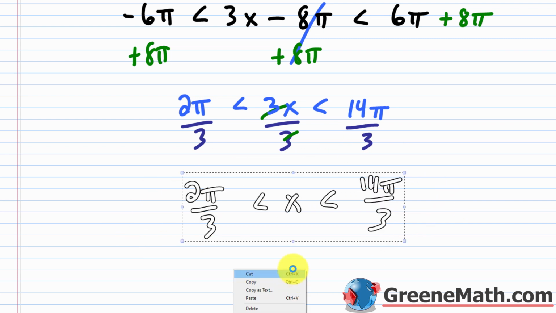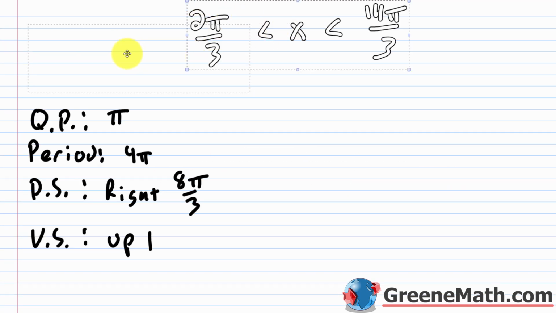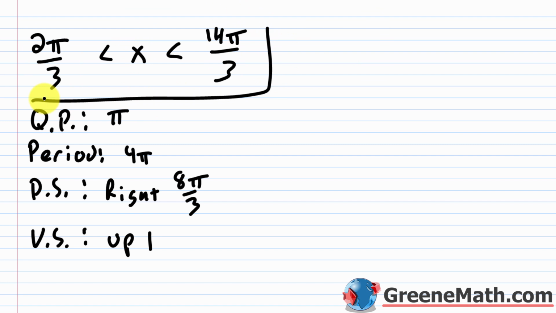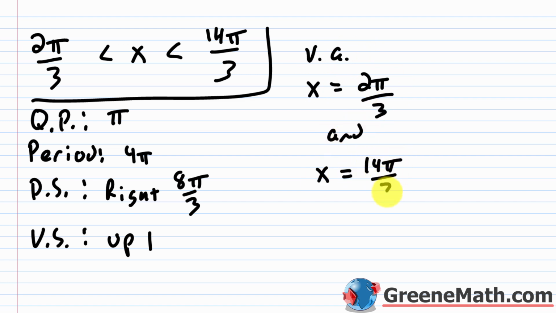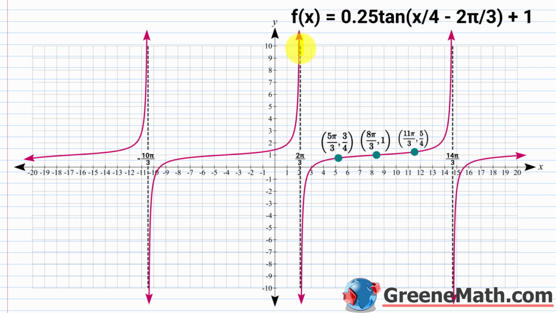Let me grab this and come down here and paste this in. So in terms of your vertical asymptotes, you have one at x equals 2 pi over 3, and then you have x equals 14 pi over 3. So coming down to the graph, here is your x equals 2 pi over 3, and then here is your x equals 14 pi over 3. And we just need these points right here. We already know the y values are 3/4, 1, 5/4. We got that earlier. But we need to get these x values here.